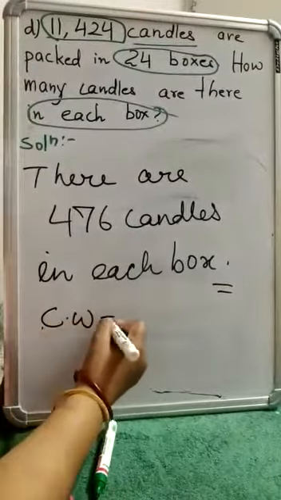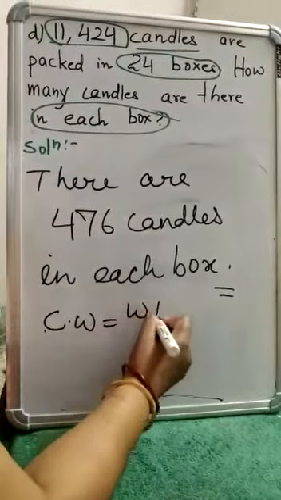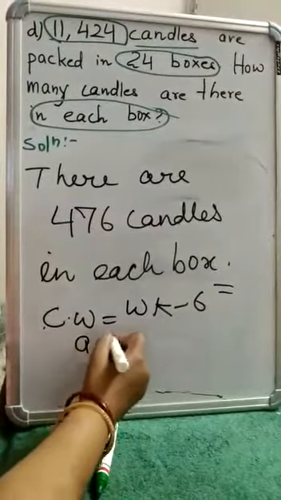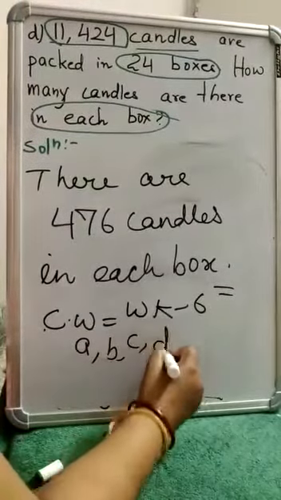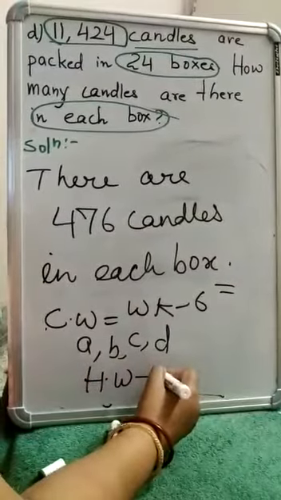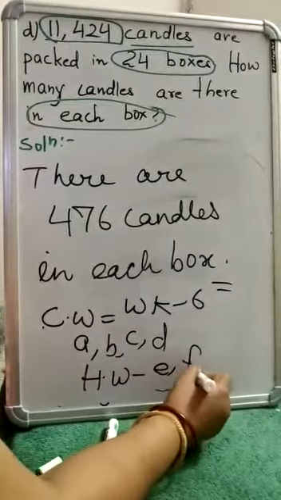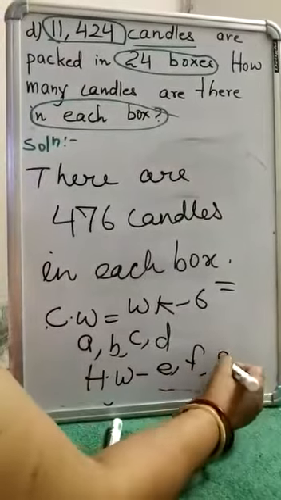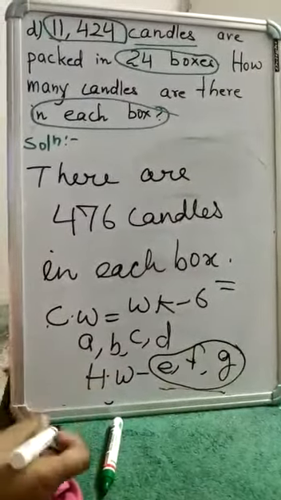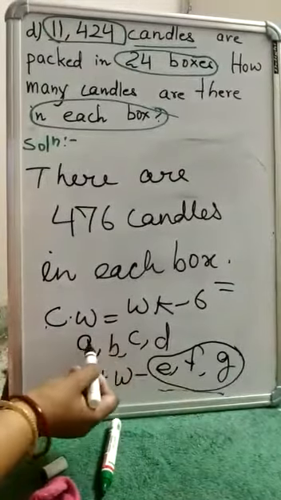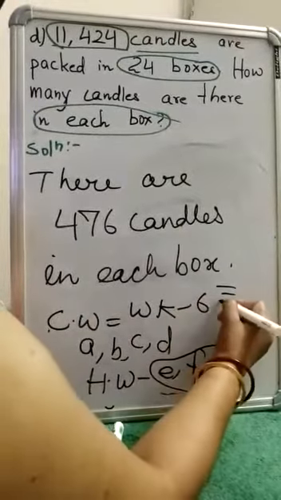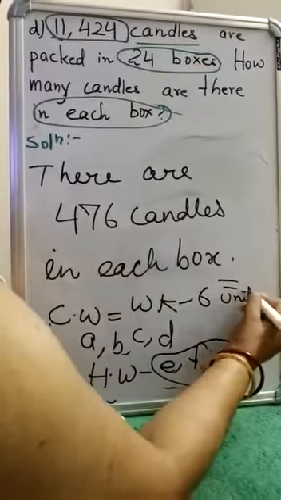Now children, what is your classwork? Your classwork is, you have to do worksheet number 6, A, B, C and D. And your homework, you have to do E, F and G. This E, F and G you will do by yourself. I have solved A, B, C and D. This A, B, C and D you have to do in classwork. Worksheet 6 of unit 4.